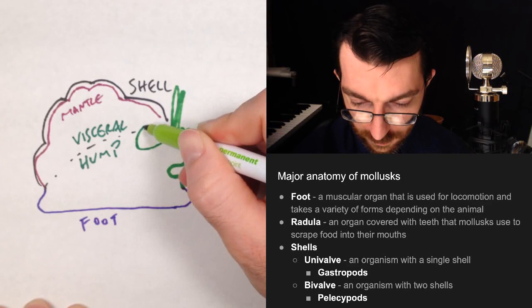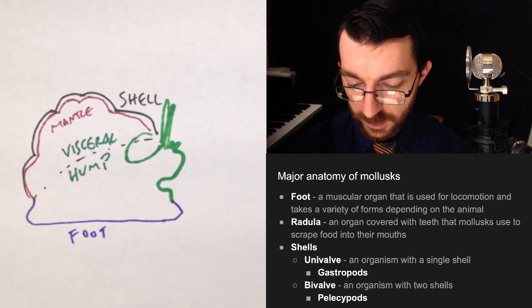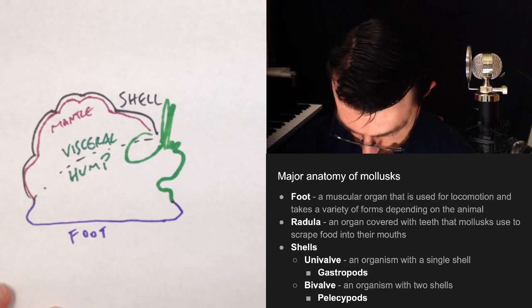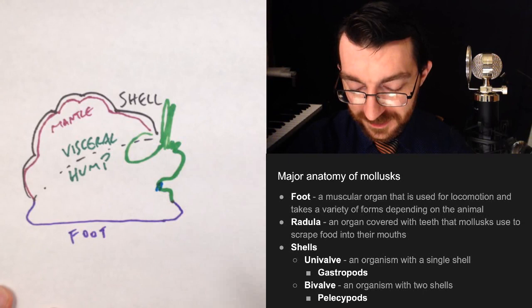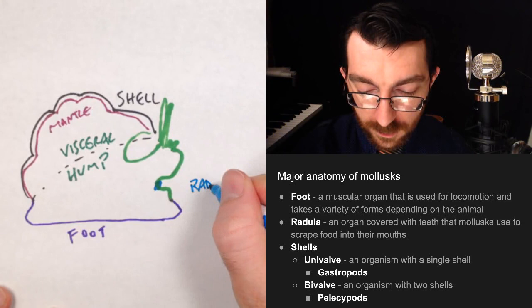So if this is its mouth, let me use blue for that. So if this is its mouth, it's got this little thing in there. It's an organ covered with teeth, and that's called its radula.